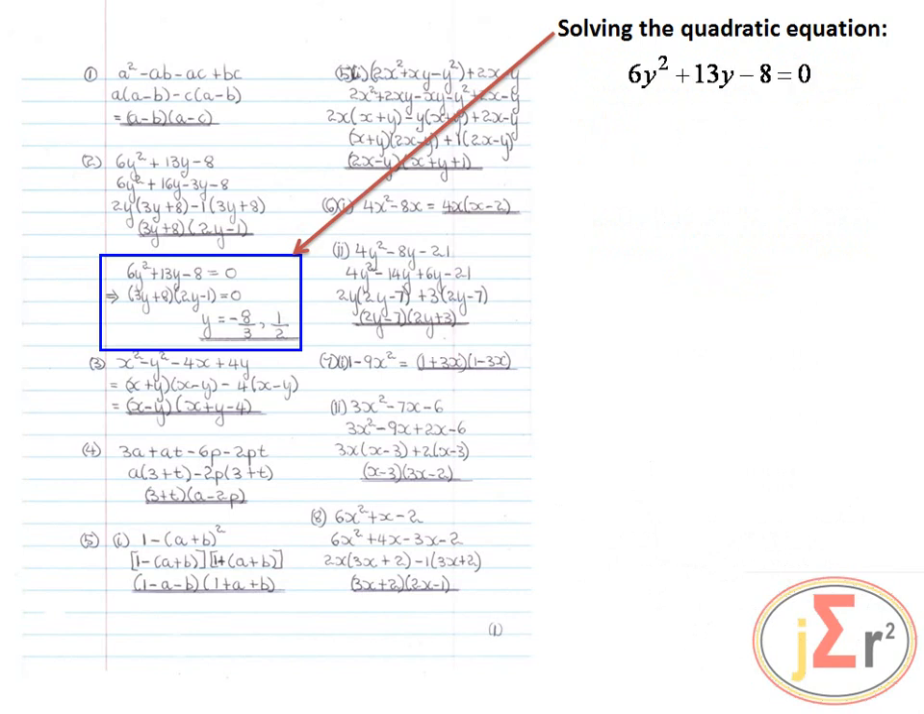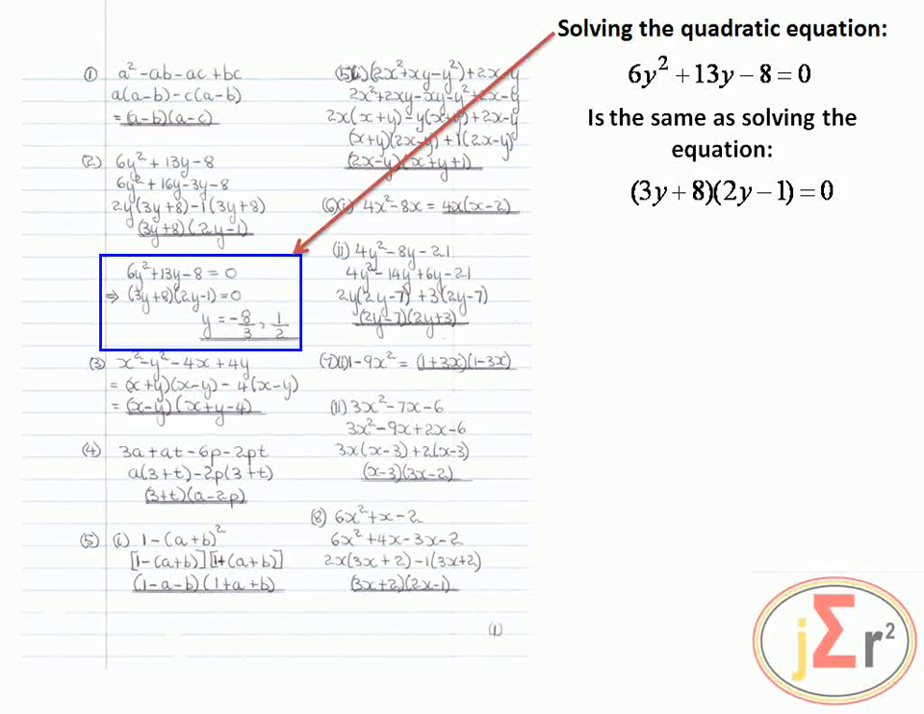Solve the quadratic equation. 6y squared plus 13y minus 8 is equal to 0. Solving that equation is the same as solving the equation with the expression on the left hand side already factorized, because this expression is equal to this one, only that it represents the factorized form of the one that we have right here.